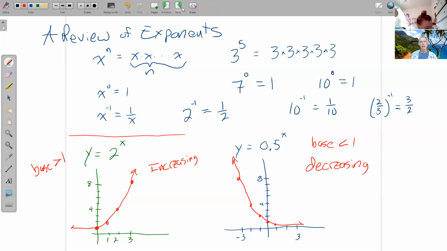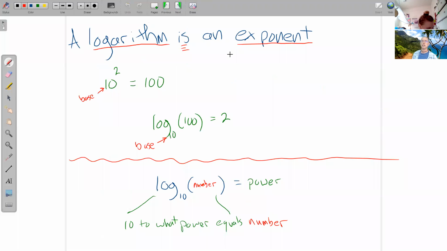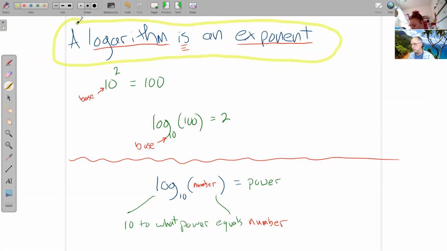All right, next, this is the big thing for today. A logarithm is an exponent. So maybe you've heard the word logarithm in a math class before, maybe you haven't, but this is the most important thing for today. A logarithm is an exponent, and I'm just going to give some examples of what that means and how to use it.